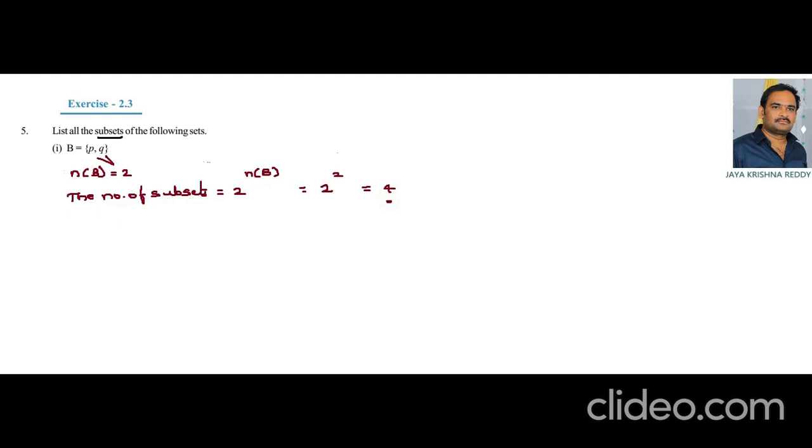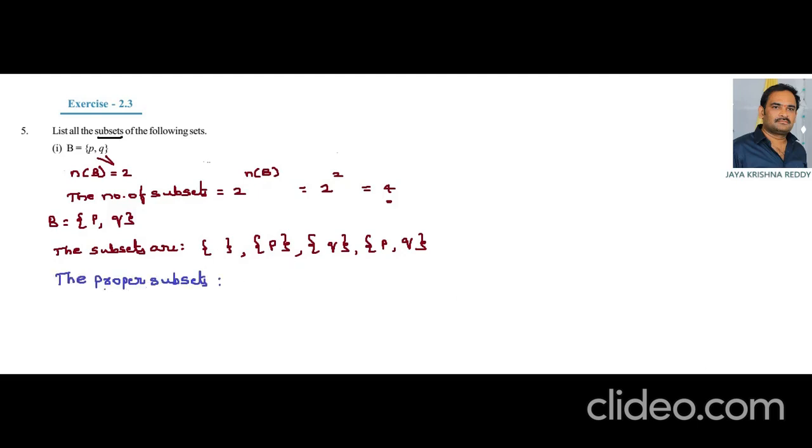So what is the set B? Set B has elements P and Q. Now let us write the subsets. The subsets are, first we have to write the empty set, and next we have to write subsets with single element from the set, P and Q. And now with the two elements, set P comma Q. See, 4 subsets are here: the empty set, the set with element P, the set with element Q, and the set with elements P and Q. These are the subsets.